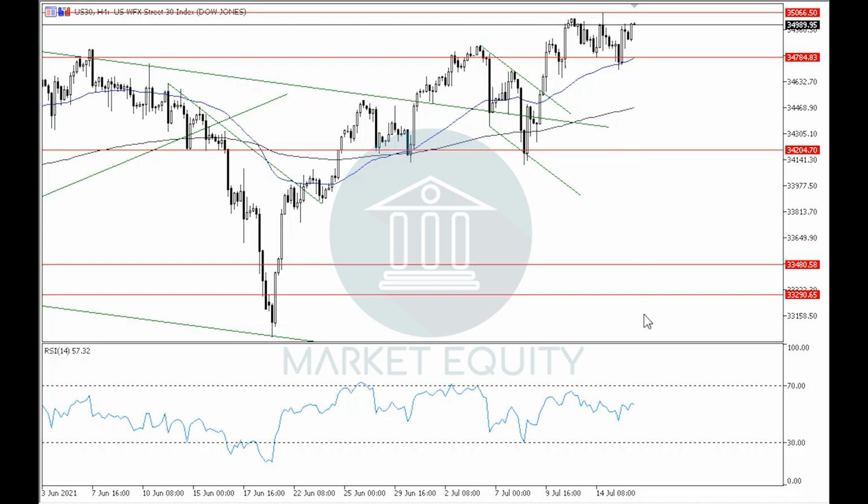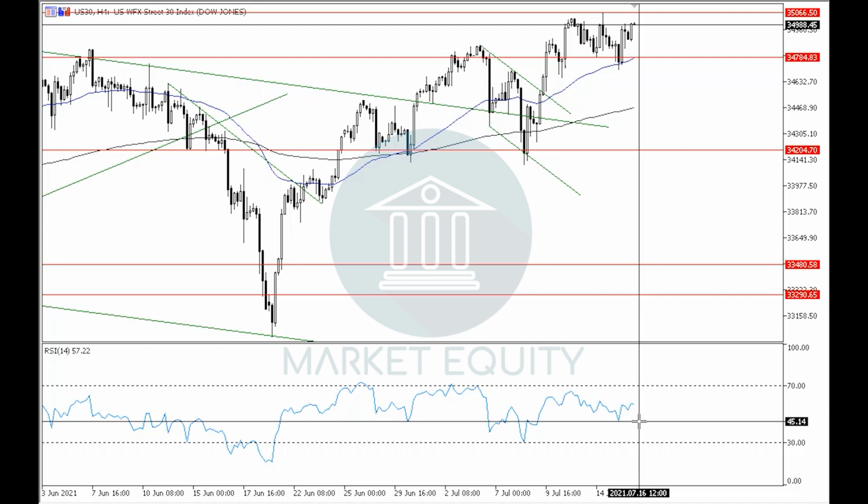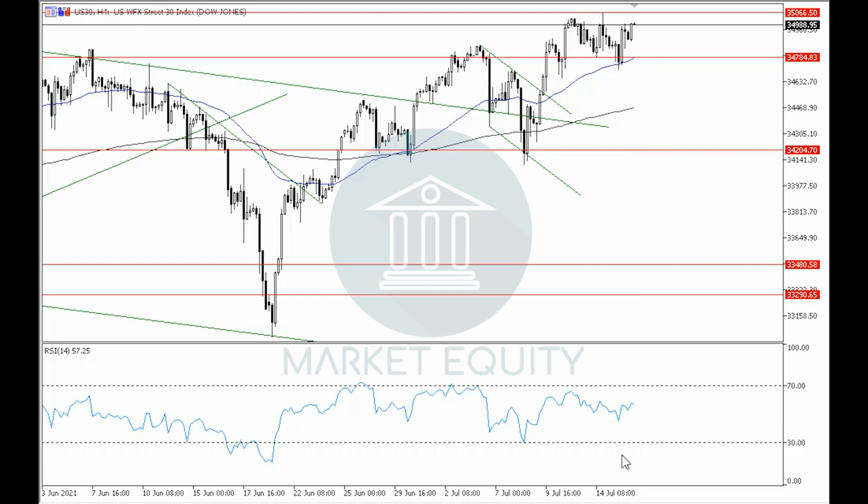If we notice the RSI indicator, then we can see that by rebounding upwards off of around level 40, it supports the continuity of the uptrend in the 4-hour time frame. That was it for the Dow Jones Index. Let's move on to the Nasdaq Index.